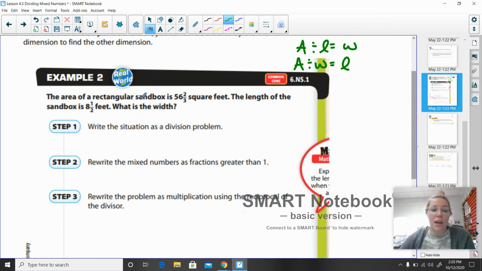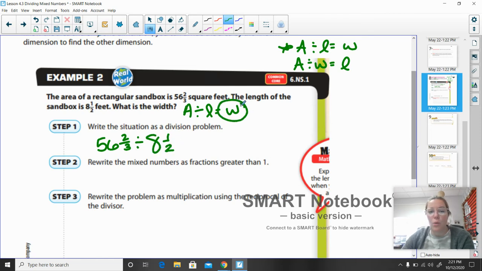So it's telling me that the area of a rectangular sandbox is 56 2/3 square feet. The length is 8.5 feet. What's the width? So I can use this formula here. Area divided by my length is equal to my width. So the area is 56 2/3 square feet divided by the length, which is 8.5, and the answer will give me width.